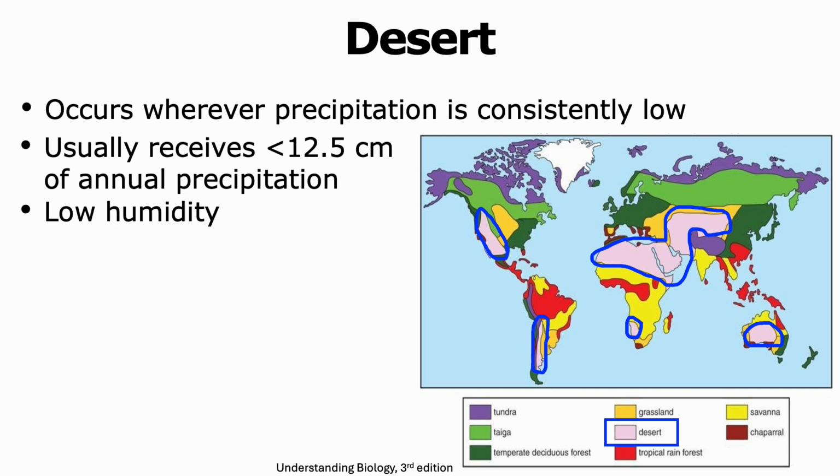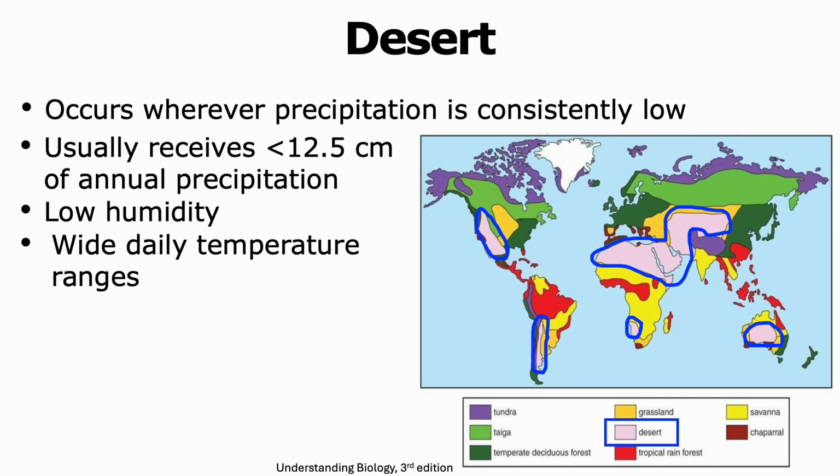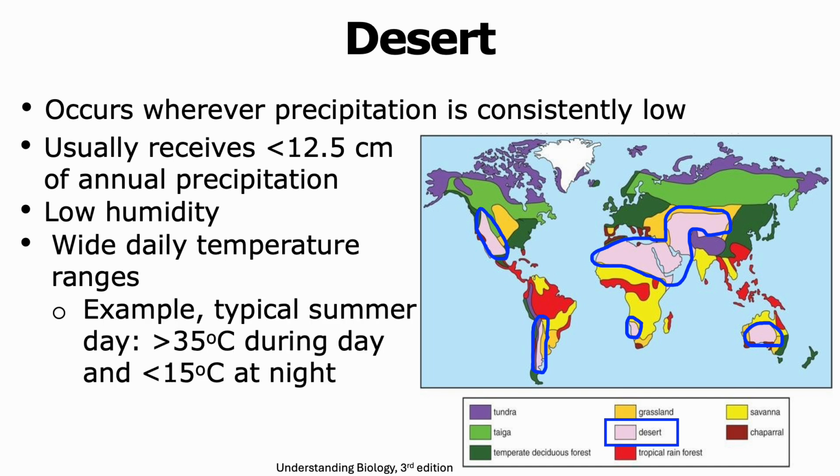Hence, there is low humidity in deserts, and due to that, the daily temperature fluctuates a lot. For example, on a typical summer day, the daytime temperature can be more than 35 degrees Celsius, and at nighttime it can be below 15 degrees Celsius. Thus, we can see wide daily temperature ranges.